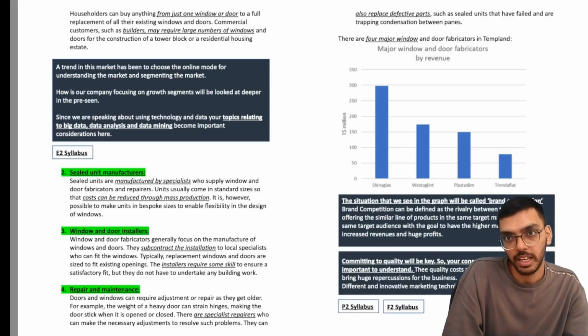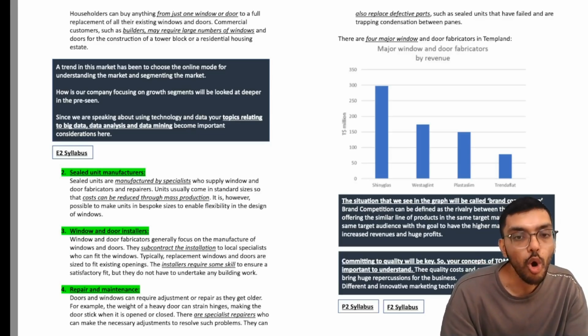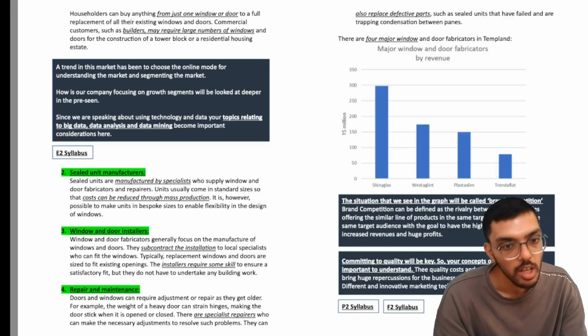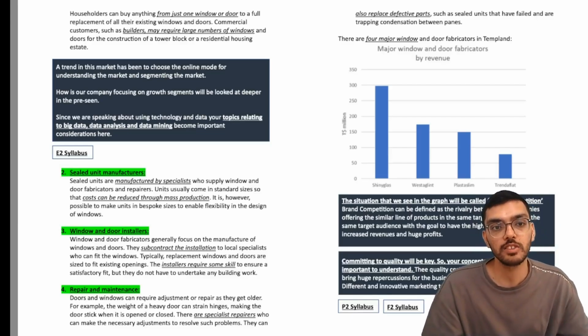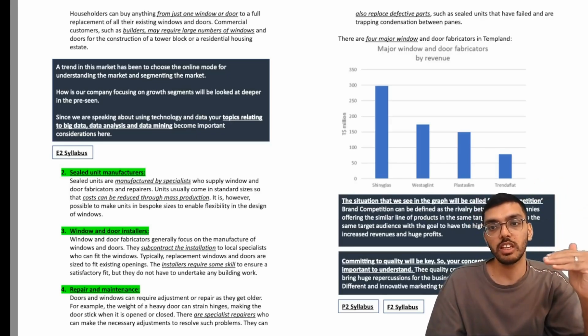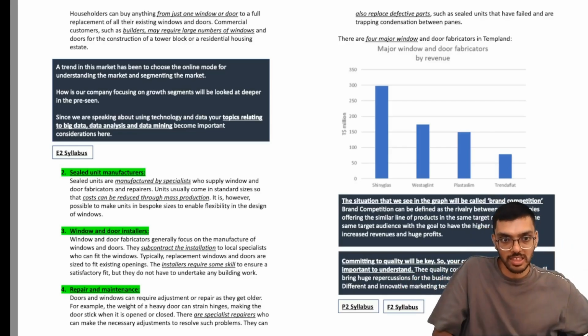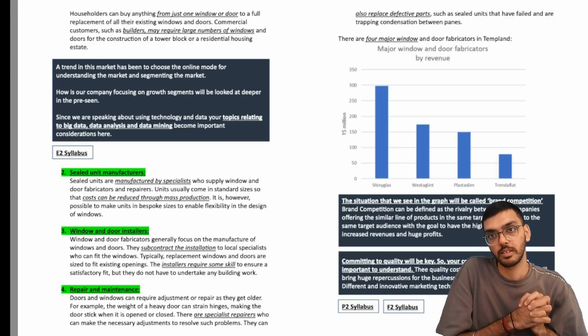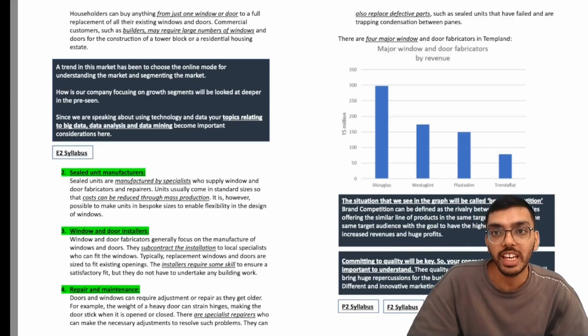Then there is repair and maintenance, the last part. Doors and windows can require adjustment or repair as they get older. For example, the weight of a heavy door can strain the hinges. So there are specialist repairers who can make the necessary adjustments to resolve such problems. They can also replace defective parts. So first come the seal unit manufacturers, then the windows and door fabricators like Shinyglas, then the installers, then the repair and maintenance. There are 4 major window and door fabricators in Templand.